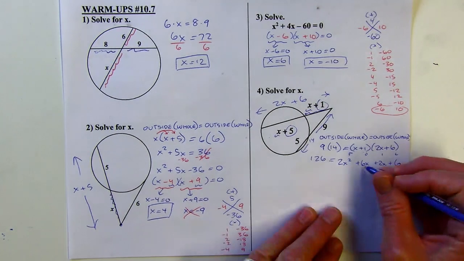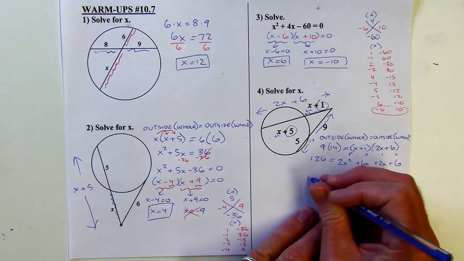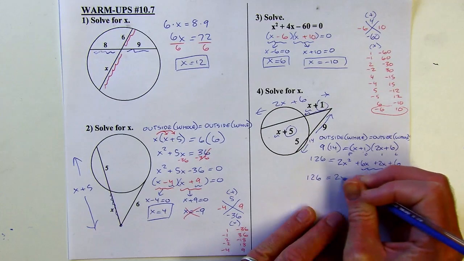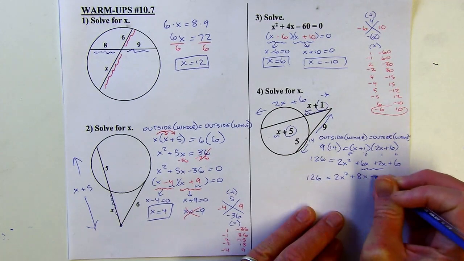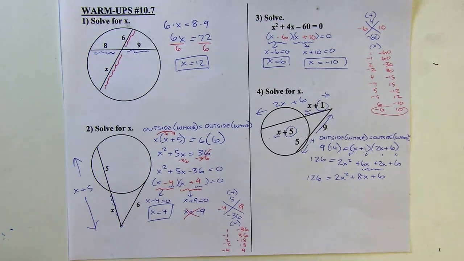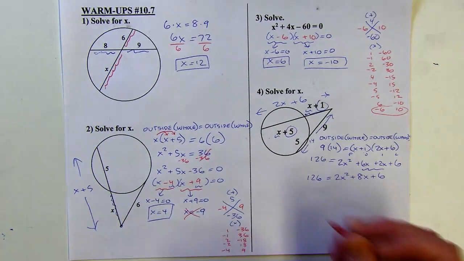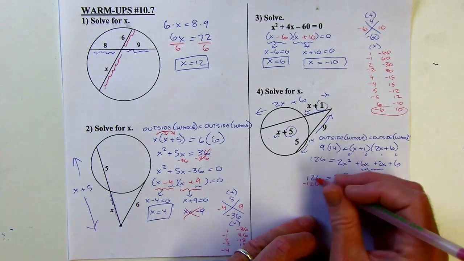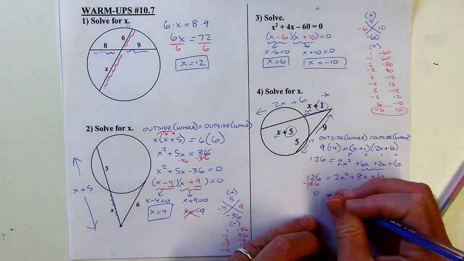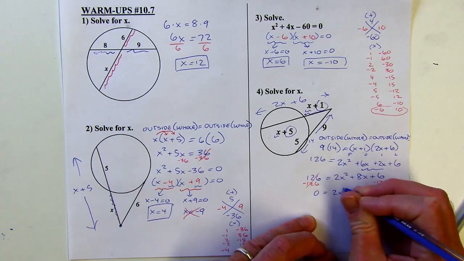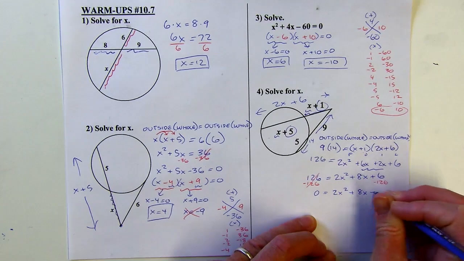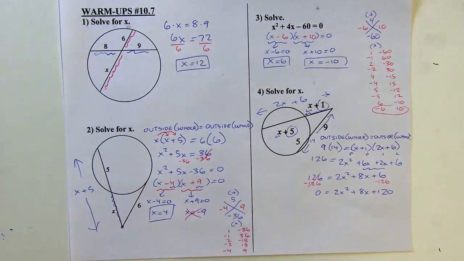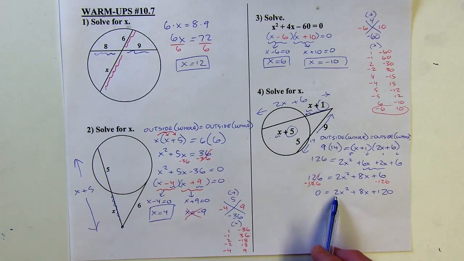Okay, now I'll start cleaning this up a little bit. I can combine those over there. Okay, now I want to set this equal to 0, just like I did on number 3 and number 2. So I'll subtract 126 from both sides. Okay, so now I've got it down to this trinomial. This one's a little different because I have this coefficient in front of the x squared.